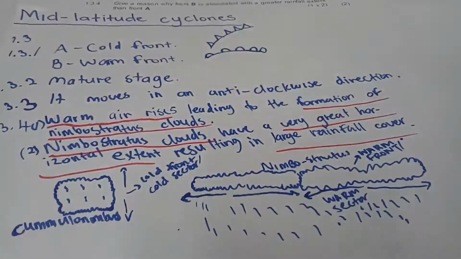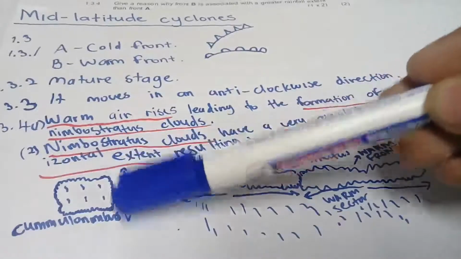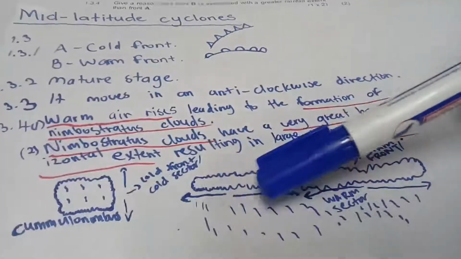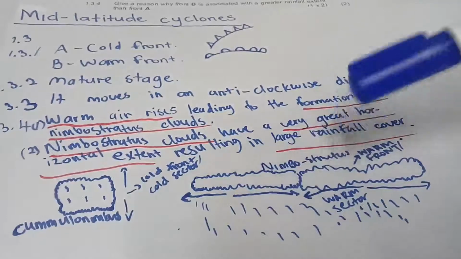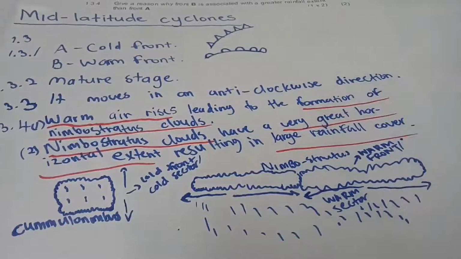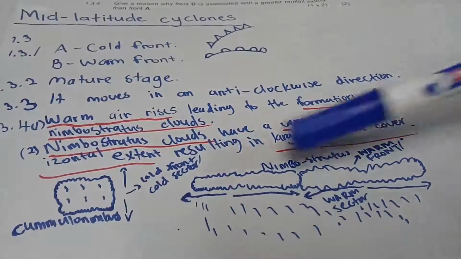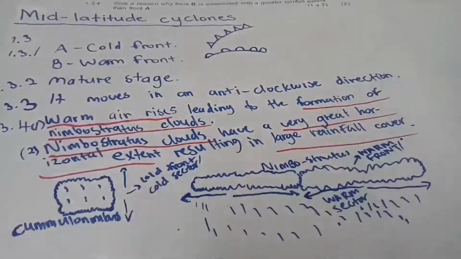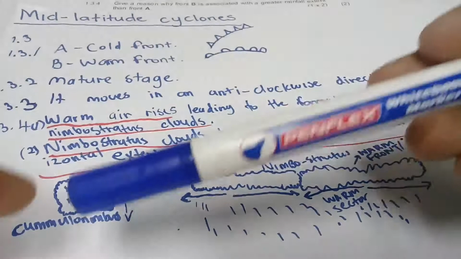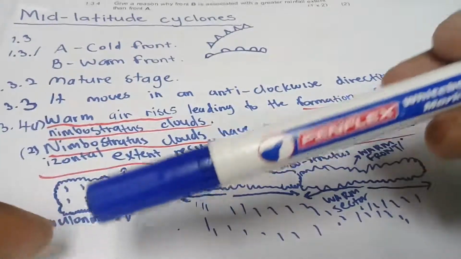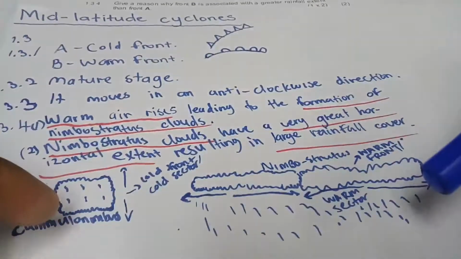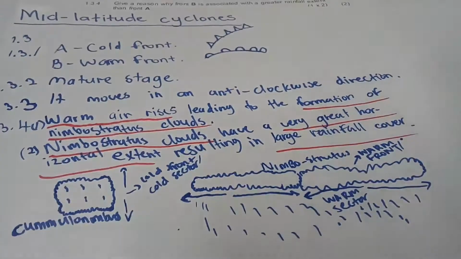So that's why, guys, I was just explaining that. As you can see, vertically this one is long, but this one is long horizontally. That's why it results in a large rainfall cover on the land. This one also, but not as much as nimbostratus. But this one has very heavy rainfall. I think I've nailed that, guys. I think you understand now, because I don't like it when you don't understand, right? Okay.